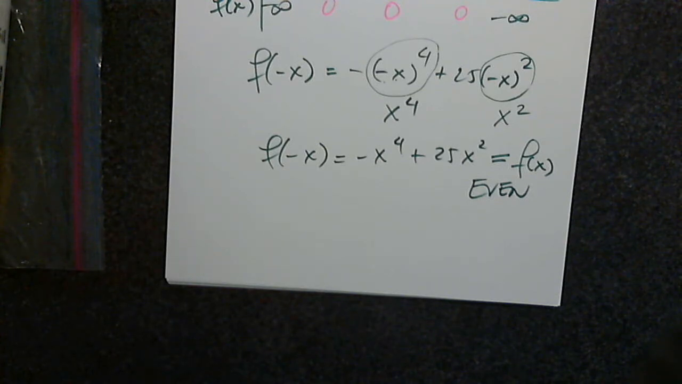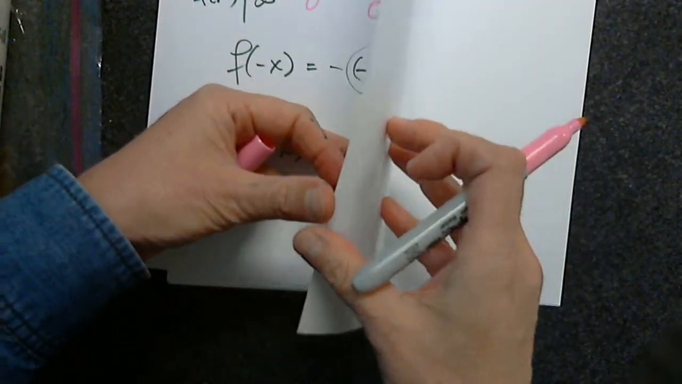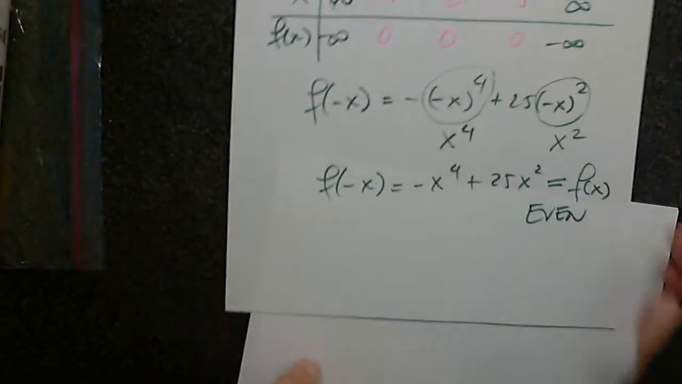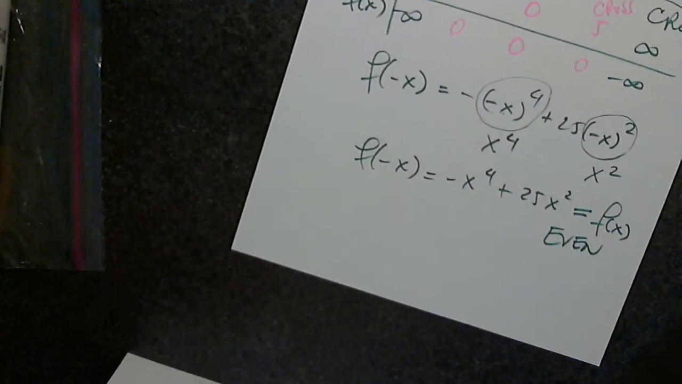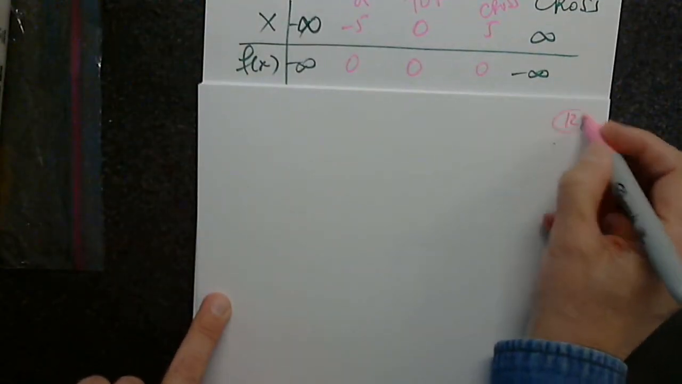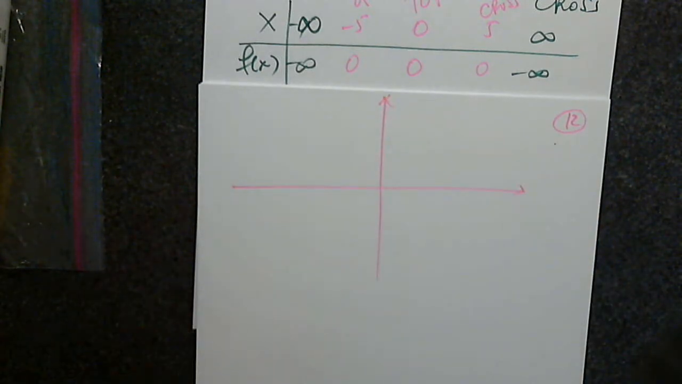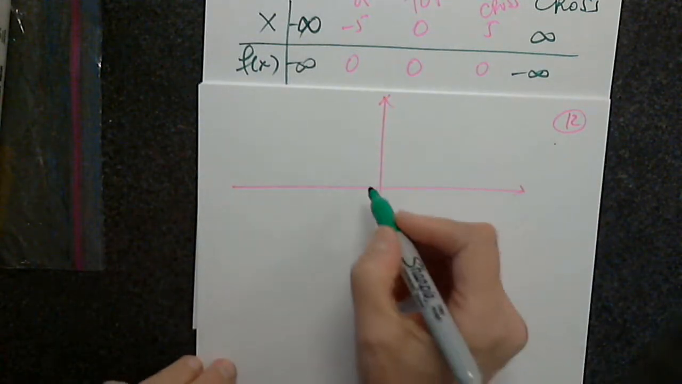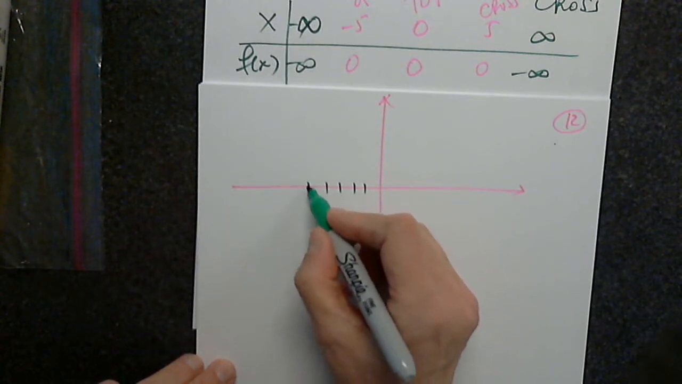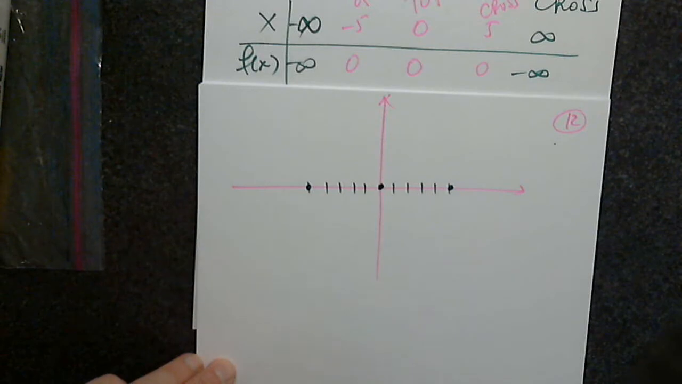Good. So we are ready to graph. I only need my table. I don't care for anything else. Nothing else matters. We summarized everything here. I plot the points first. I have negative 5, 0, and 0, 0, and 5, 0.